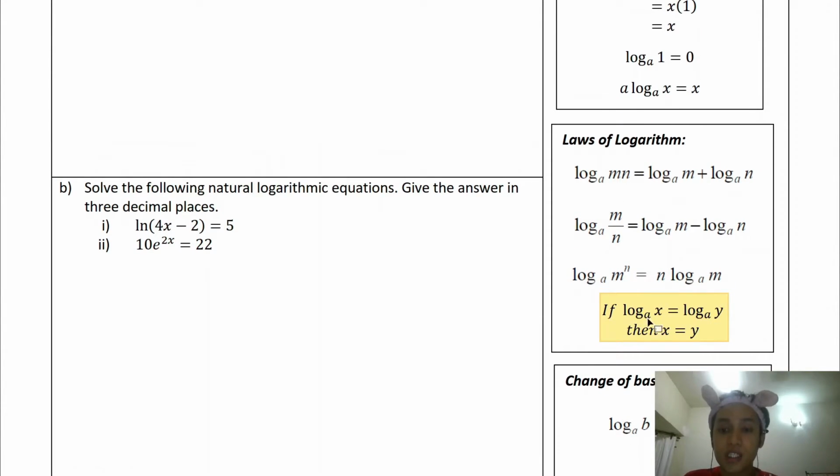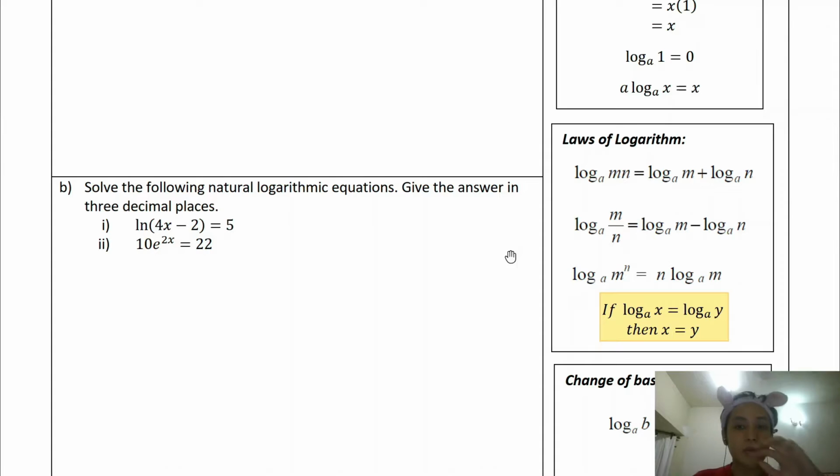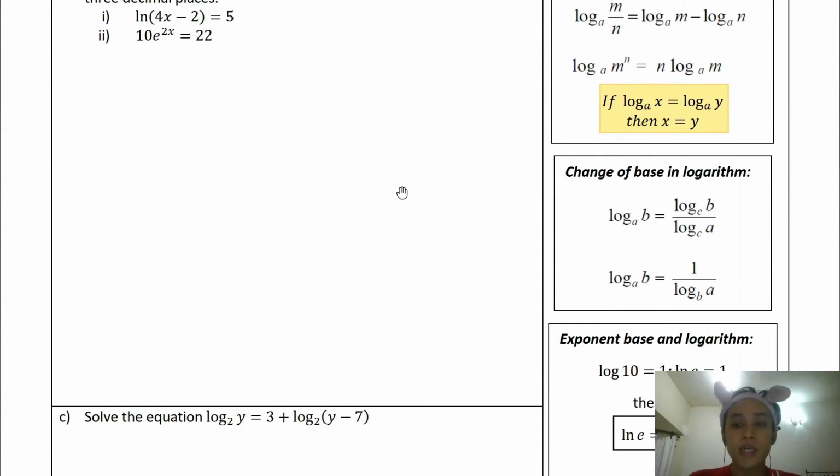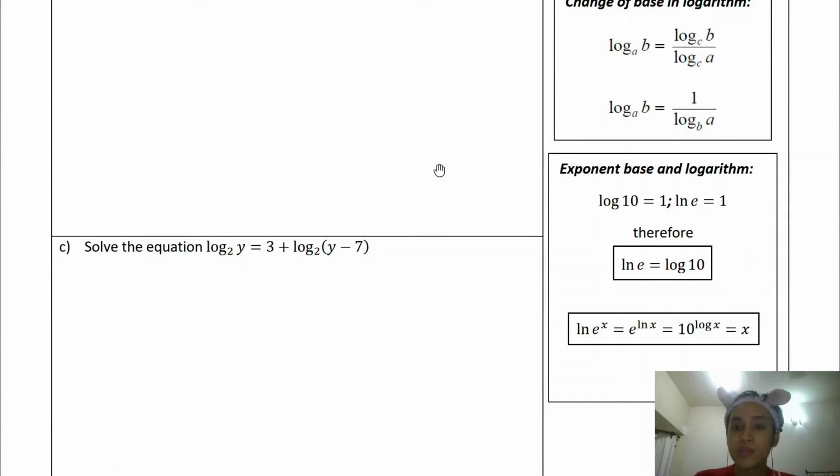If you see any numbers where you have the same base number, log a x equals log a y, meaning that x is also equivalent to y. This is the new one that I've added in. Maybe you can use this to help you solve your questions. And then I've included the formula for the exponent base or the natural log. So remember these are the relationships.